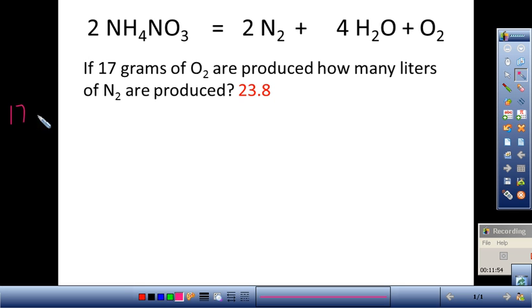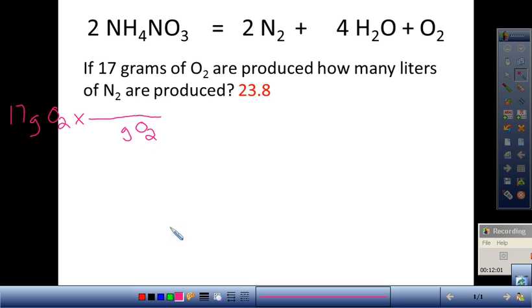Alright, now I got 17 grams of O2. I don't want grams of O2, so I'm going to put it down here. From grams, I can go to moles. 1 mole in my fraction, so I use 1. O2, I have 2 oxygens. I look up the periodic table, it's 16 grams each. Cross off my like units. I'm in moles of O2, but I want liters of N2, so I have to keep going.